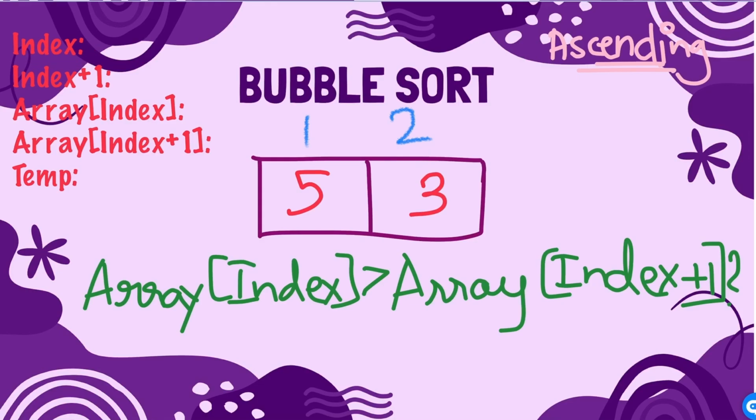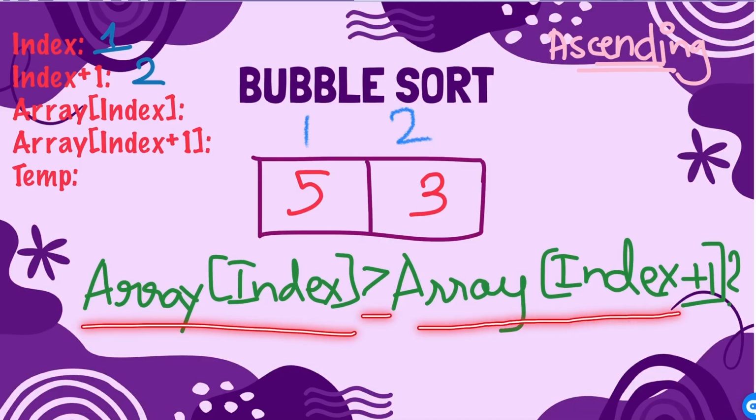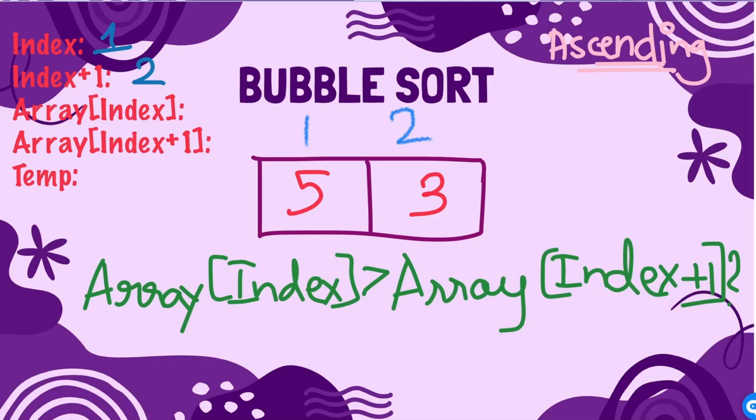So we usually use a for loop. The first value that is going to be stored in index is 1. And index plus 1 is nothing but the value that is stored in index plus 1. So 1 plus 1 is 2. Now we have this very important statement: array index is more than array index plus 1. Array is nothing but the name of the array that you have. I'm just putting array over here.